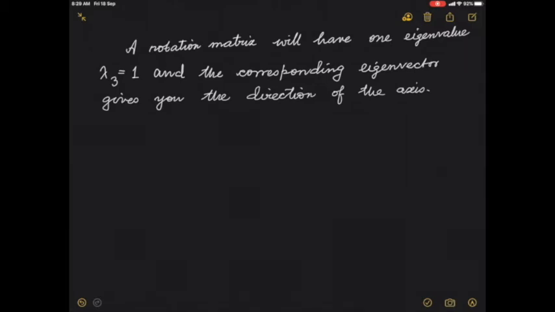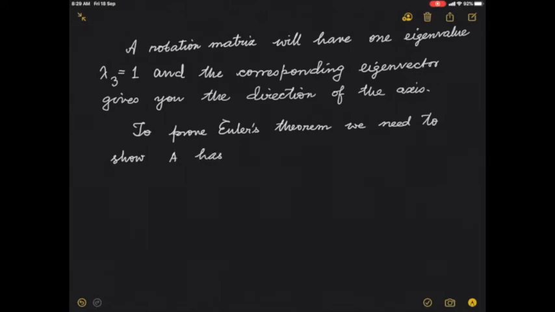So before we go further, before we try to prove this statement, we have got this mathematical statement. So what we have to show to prove Euler's theorem is that A has at least one eigenvalue equals 1.